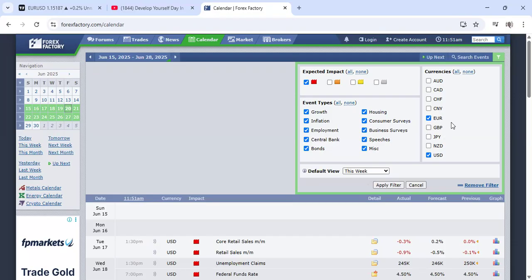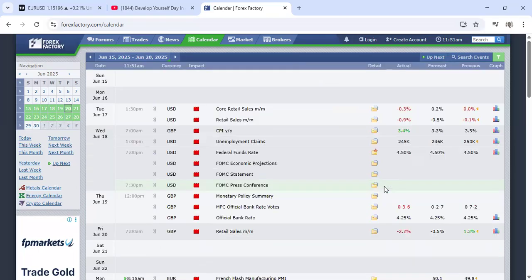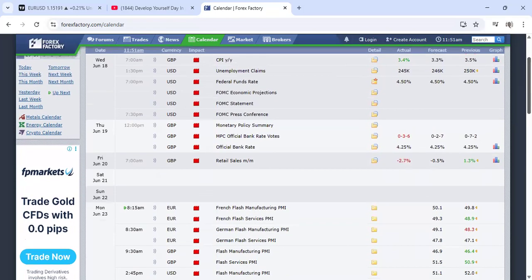If you are trading only Euro USD, as I was looking at, but now let's say I want to add GBP USD to my watch list, I'm going to click on GBP. I have USD already. Then I'm going to click apply filter. Once you do this, you're going to see news of the day about the countries.